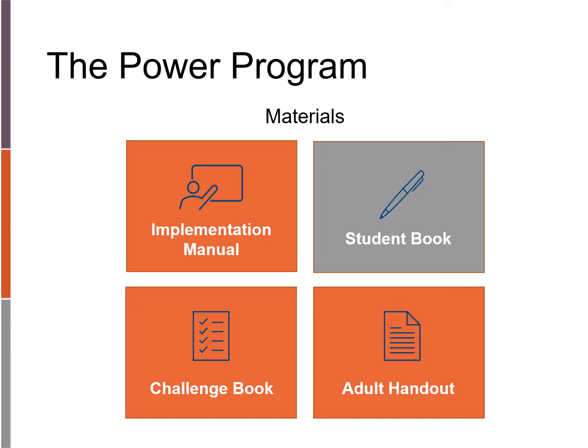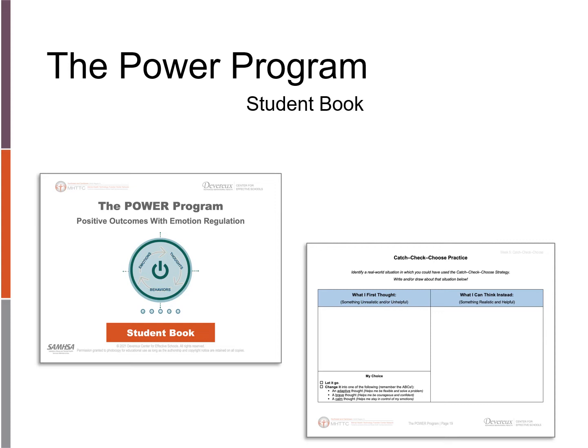The next material is the student book. You will need 1 student book for each student, as well as an additional student book as the implementer to refer to during each group meeting. The student book is used in each group meeting for activities and self-reflection. It contains worksheets, reflection prompts, and visuals to support group meeting activities. Each student is assigned their own student book to use during all group meetings.